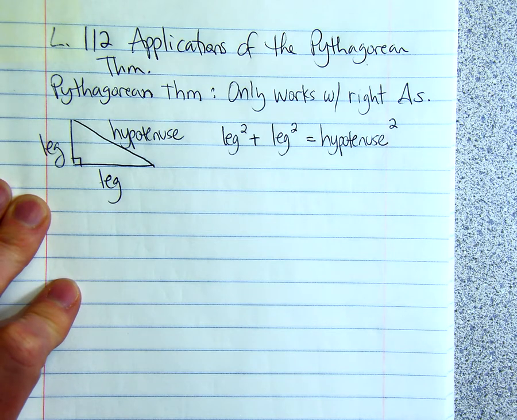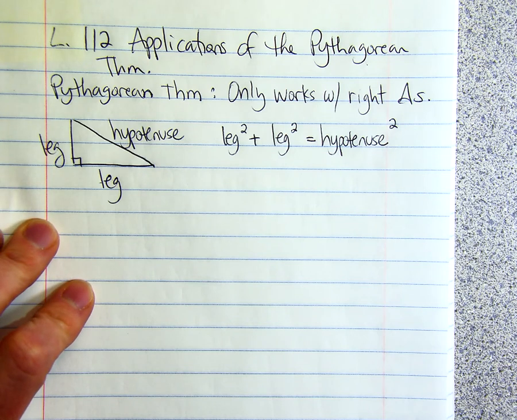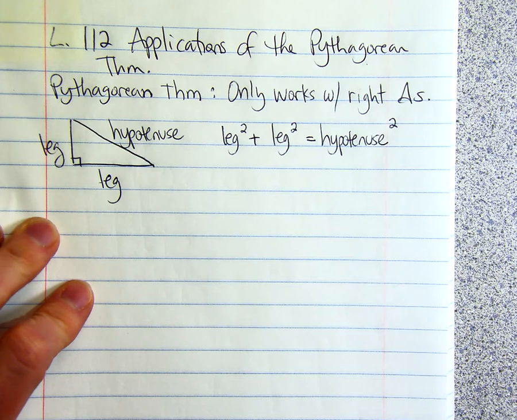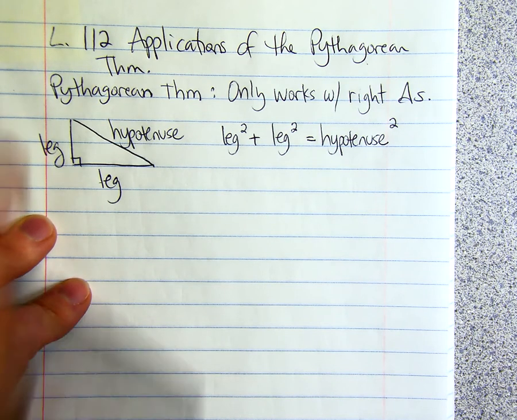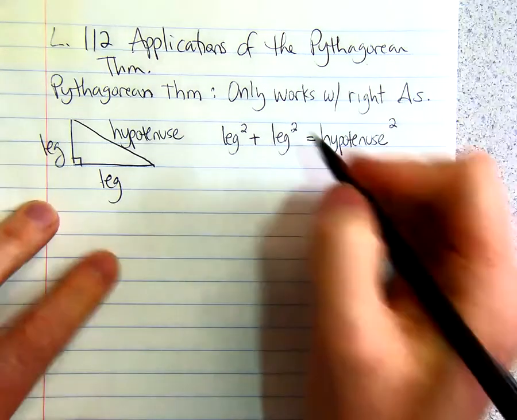Yes, Haley. Isn't the Pythagorean theorem used to find out if the triangle is right? Yes, you can plug in the numbers and see if you have a right triangle. So if it doesn't work in the Pythagorean theorem, then it won't be a right triangle. Yeah, you can do that.